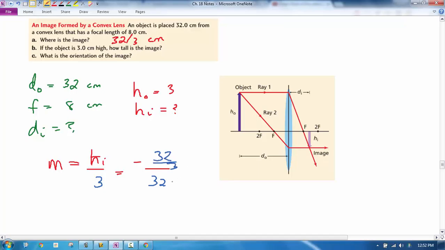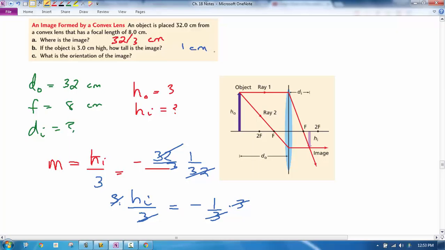Now dividing by 32 is the same as multiplying by 1 over 32, so I'll move that to the top, in which case the 32's cancel. We get height of the image over 3 equals, there's a 3 in the bottom, so that'd be 1/3. And then we can multiply both sides by 3. So the height of the image is -1, which means it's inverted. So we can say 1 centimeter for height of the image, and obviously it's below the focal axis. So we say that's negative. So the orientation then is going to be opposite orientation, being that it's flipped around.